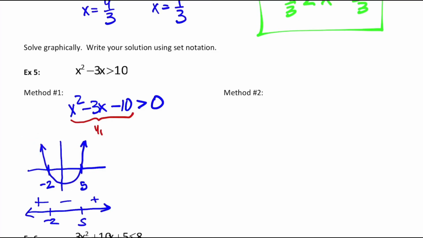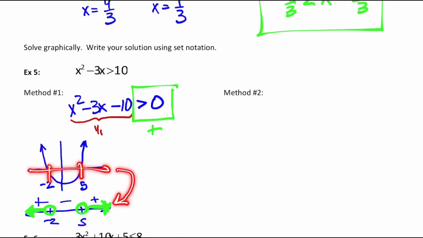Now, what do we want? You have to interpret the inequality. So by doing that, I look at this. Greater than 0. That's positive. So I want my positive pieces, here and here. I think this method is much easier because this right here looks exactly like our number line. So I just need to write that inequality. That's going to be x is less than negative 2 or x is greater than 5.